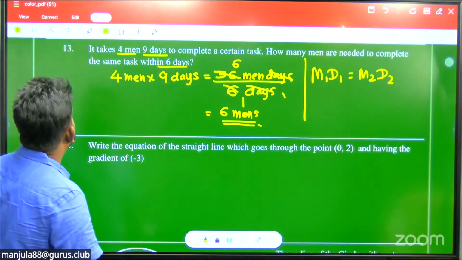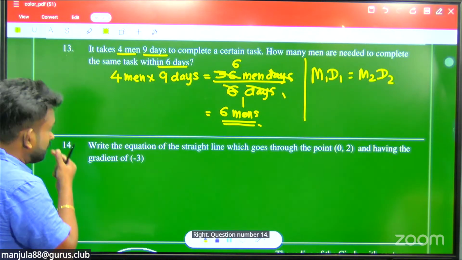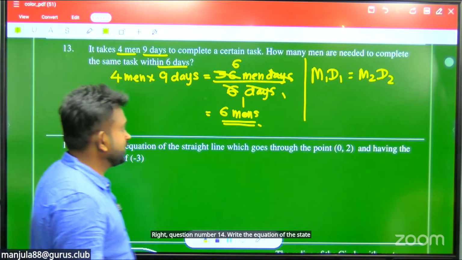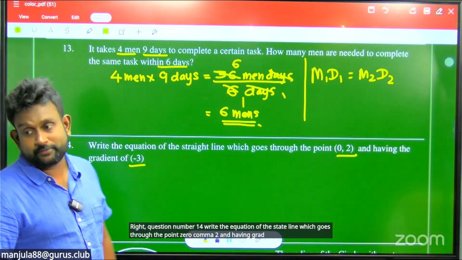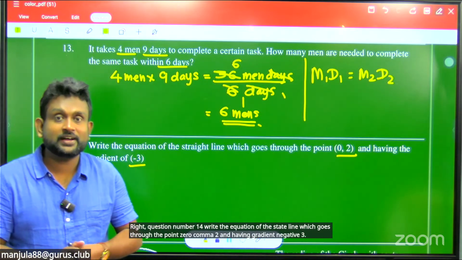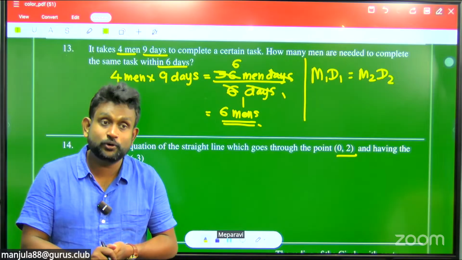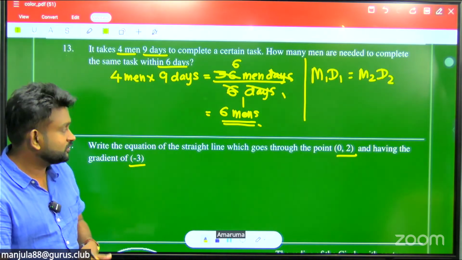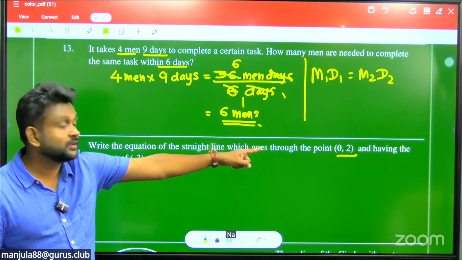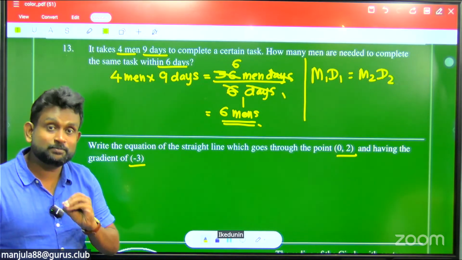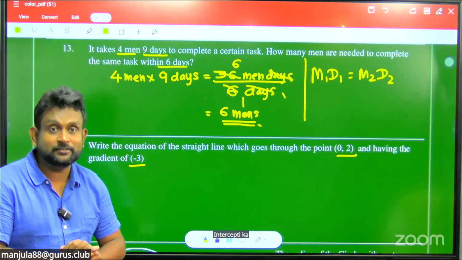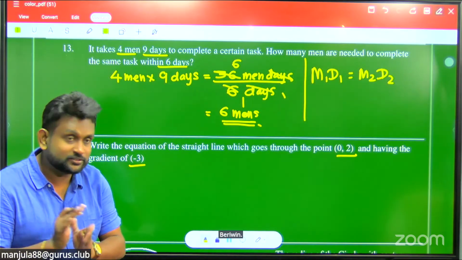Right, question number 14. Write the equation of the straight line which goes through the point (0, 2) and having gradient -3. This is one of the most difficult questions that can come in straight lines this time. The reason is that the intercept is not given directly, so you can't recognize it at first glance. So I will explain this question.